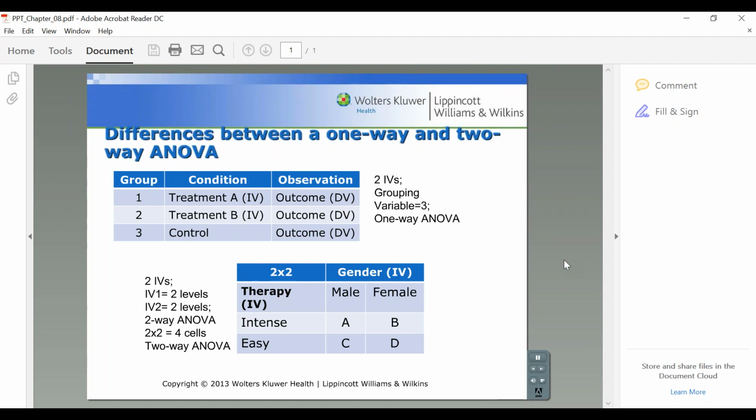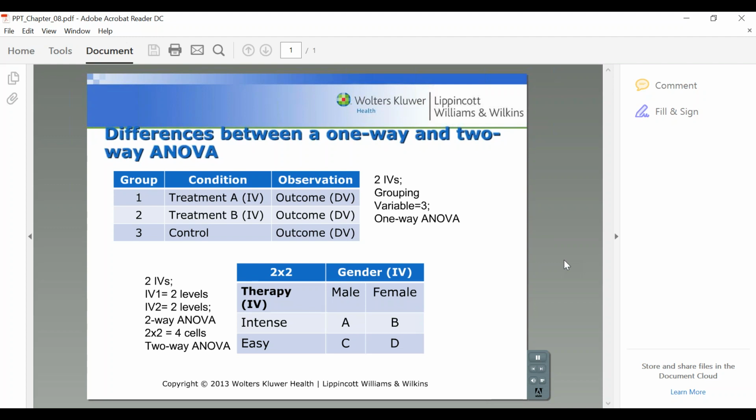So if you look at the top right here, we can start looking at the differences between the one-way and the two-way Anova. So the top design is more of an experimental or quasi-experimental design. It's a between subjects approach. And we have three groups.